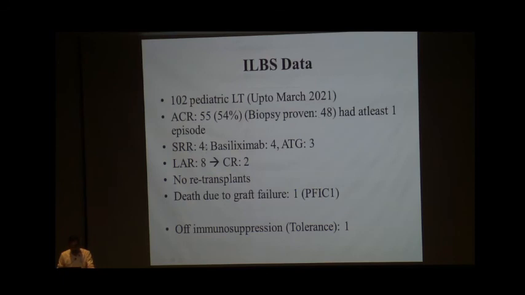Steroid resistant rejection was in 4. All 4 received basiliximab, and only 1 showed a good response to basiliximab, and 3 had to be treated with ATG in our group. Late rejection was 8, chronic rejection was 2, none required retransplant, but 1 death due to graft failure. This was a child with PFIC1 who developed graft failure and died. And yes, 1 child is off immunosuppression and has developed tolerance.